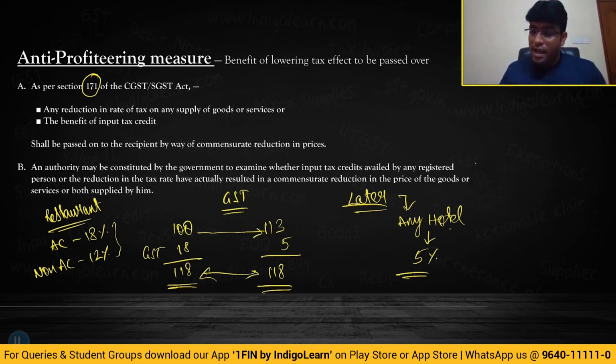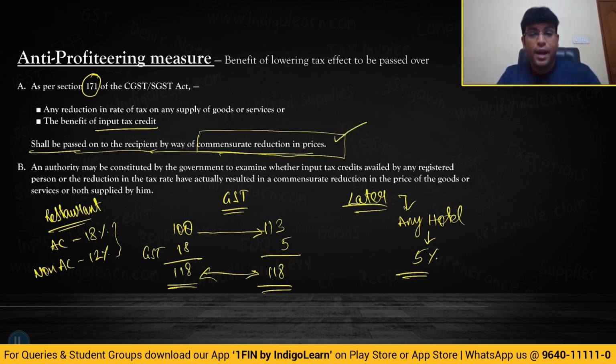Next. See that? Any reduction in the rate of tax on supply or benefit of input tax credit shall be passed on to the recipient by way of commensurate reduction in price. By way of commensurate reduction in price. That's what they're trying to do. Next. An authority may be constituted by the government to examine whether input tax credit availed by the registered person or the reduction in the tax rate have actually resulted in commensurate reduction in the price of the goods or services or both supplied by him.